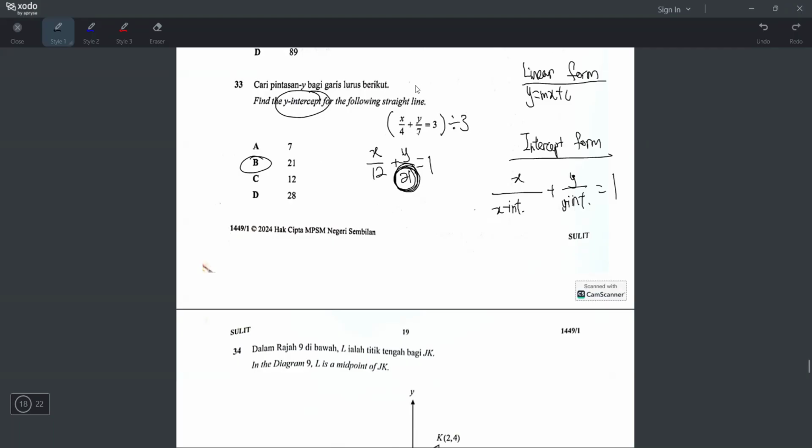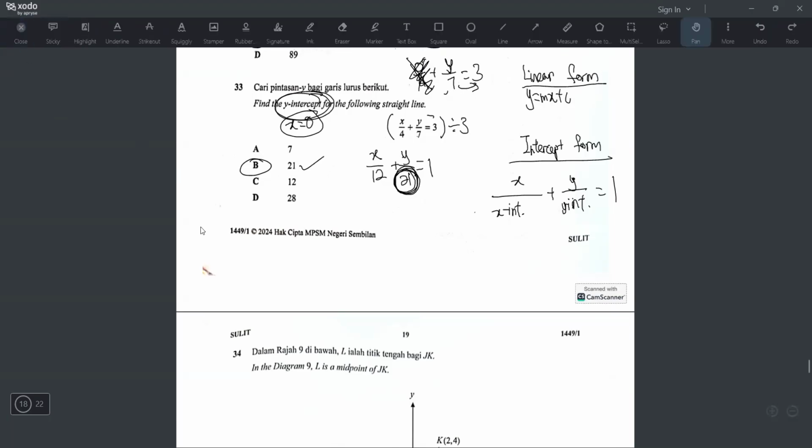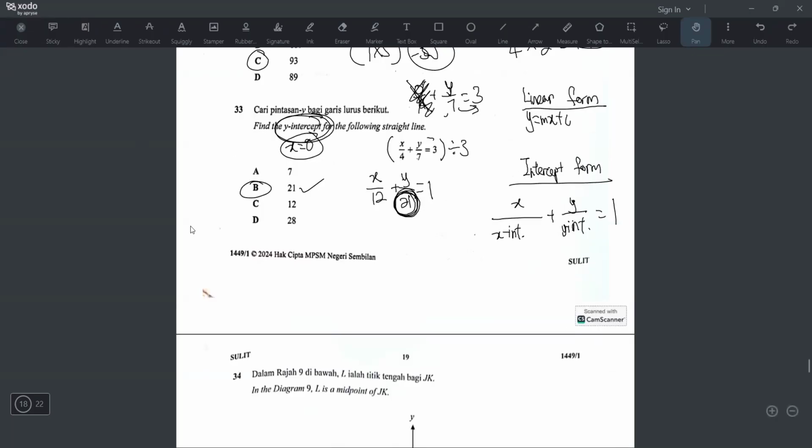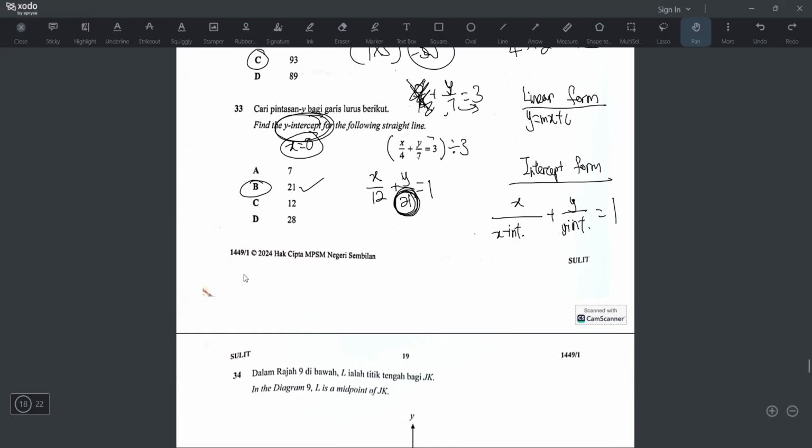Okay, there's another method to find the y-intercept. You can just substitute x equals 0, because when you're finding the y-intercept, on the y-axis, your x coordinate will always be 0. So just substitute x equals 0. It becomes 0 over 4 plus y over 7 equals 3. That means this whole first term can be ignored because 0 divided by 4 is 0. And then how to find y? 3 times 7, which is 21 also. So these are the two methods that I can think of for this question, right? Both methods work and will give you the same answer.